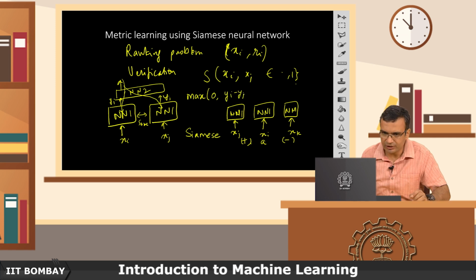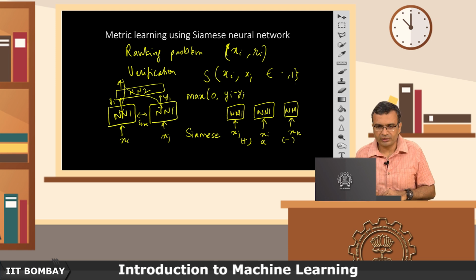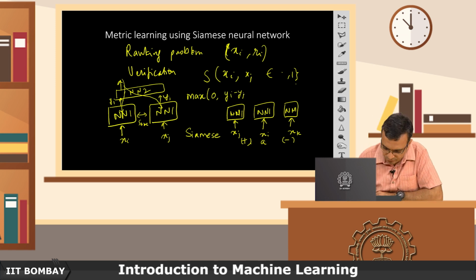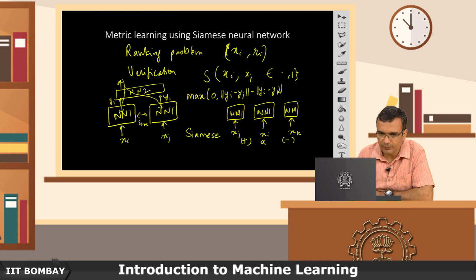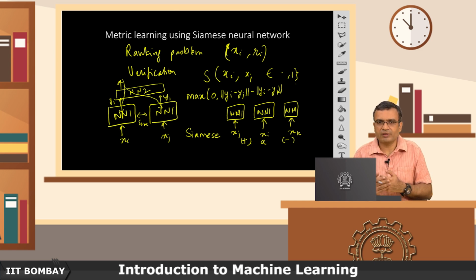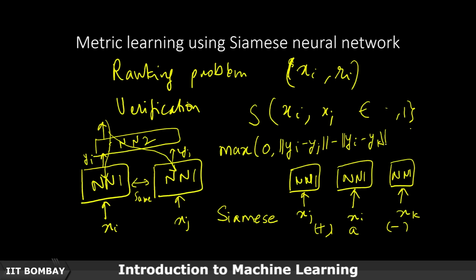So yi and yj should be closer to each other. But if they are not close to each other, then we are going to penalize minus yi minus yk. And then, just so that not all yi's collapse to 0, that's a trivial solution in which no one will have a loss, we will have to add a margin here.